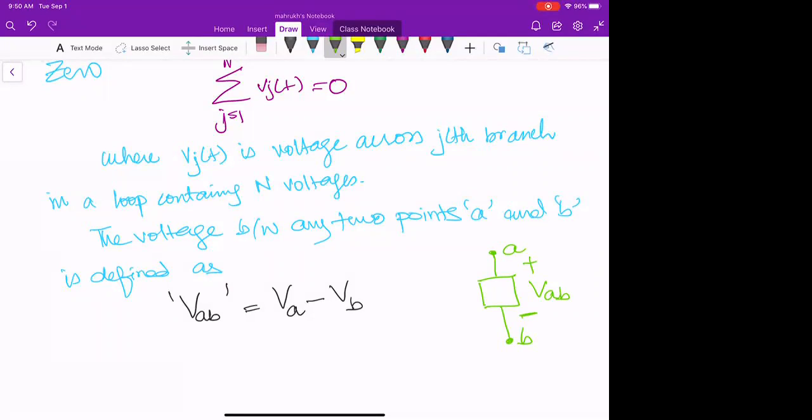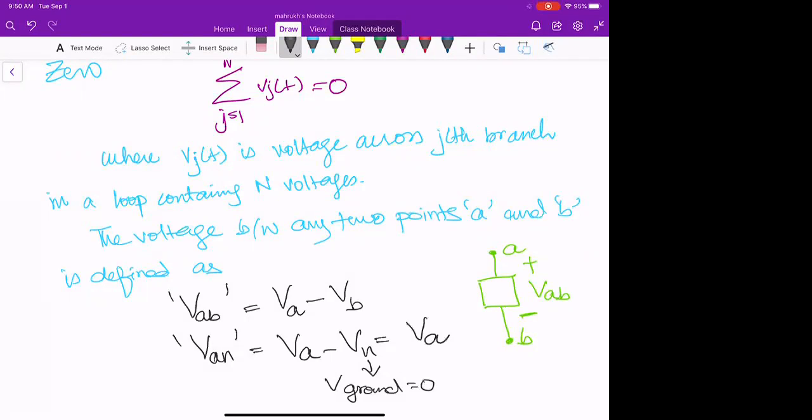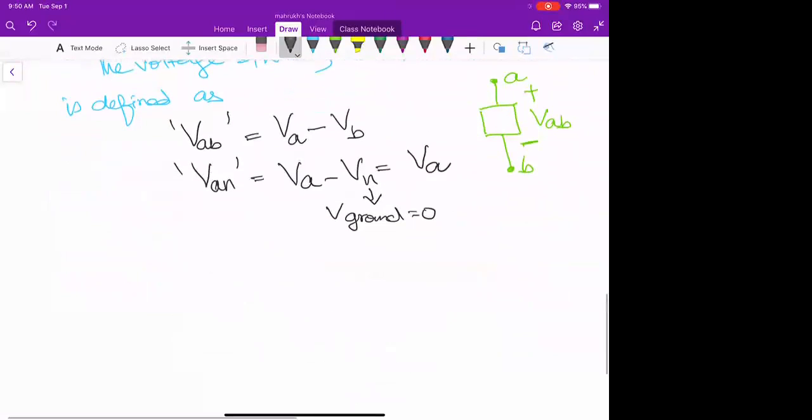And we can write it as this thing as well. VA minus VN, where N is ground. So the potential at ground is 0. So this will be equal to VA, right? So when we are defining the potential between any 2 points, we define it like that. I will do an example so that it will make clear what we are trying to say, okay?